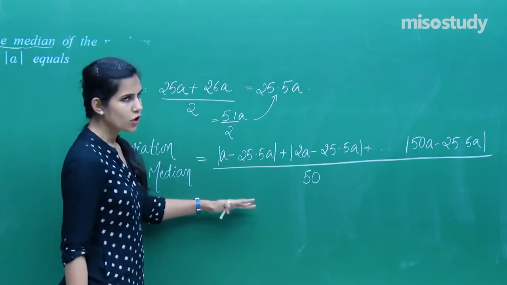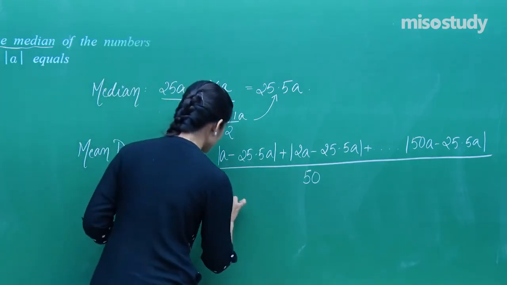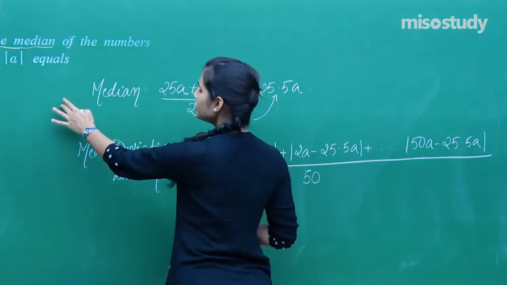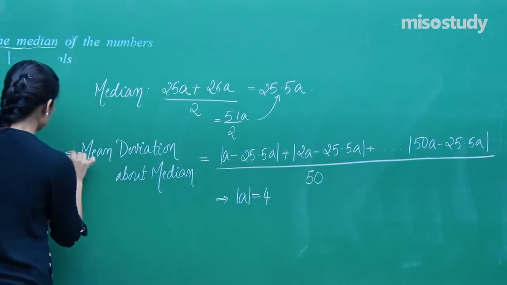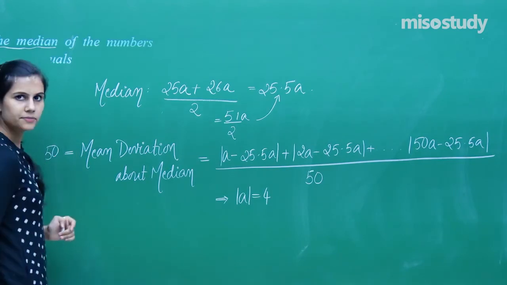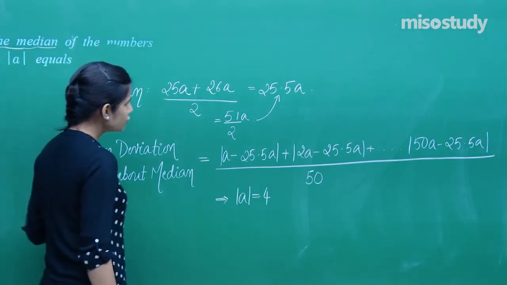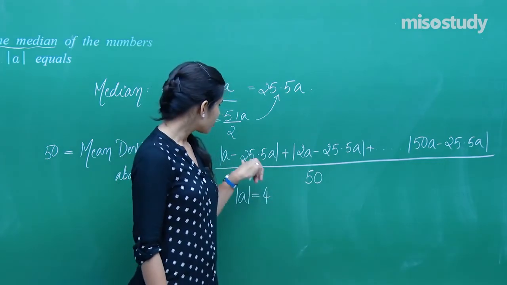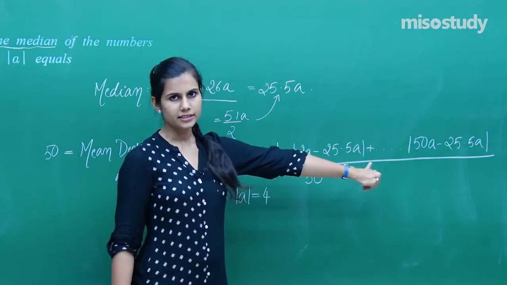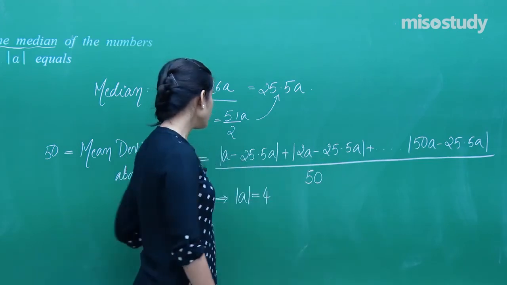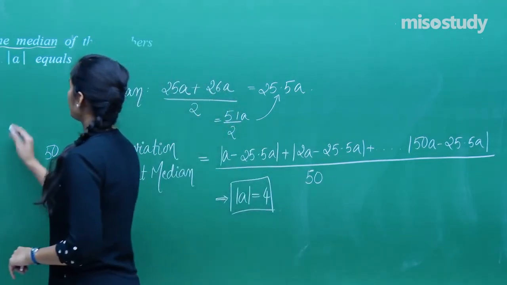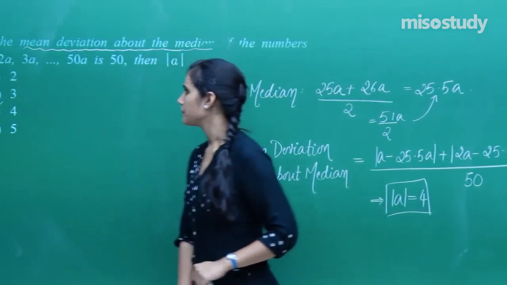When you are going to resolve this, you are going to get mod a equals 4, because it is given to you that this mean deviation about median is 50. Because this is given to you, the formula of mean deviation about median already you know, it is this. You can very easily resolve this. Linear it is, expression in a. You can resolve this and you get mod a is 4, and therefore the answer is option number C.